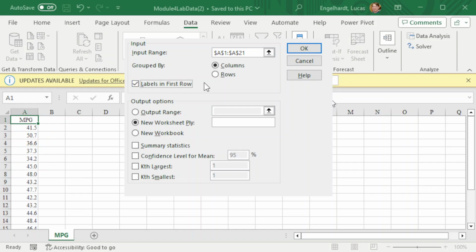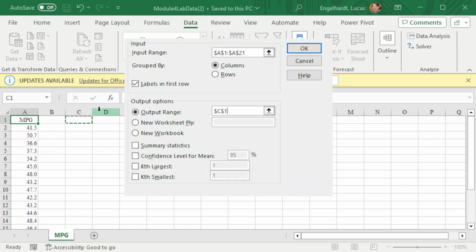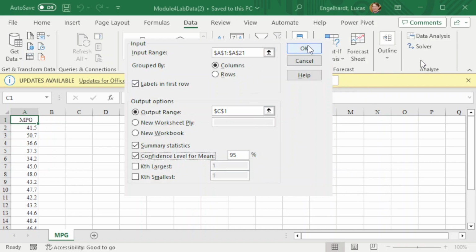Otherwise, it will give me an error because it will try to include that MPG label when it's trying to calculate things. Where I want the output to be, I'm going to keep it in the same spreadsheet. So I'm going to say output range. I'm just going to put it here starting in C1, and then it will build a table starting in C1 and then go from there to the right and down. In that table, I'm going to need the summary statistics. That's things like the mean, the median, and so on. And then I also need confidence level for mean. This is what's going to activate the confidence interval calculation. And then we click OK.